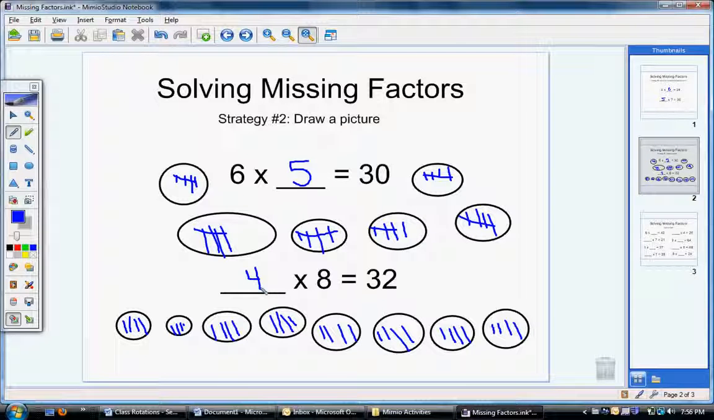If you know the factors, you can just count them off in your head or sing the song. Otherwise, if you're not sure of the song or you're not confident in your ability to skip count by that factor, you can always draw the picture. The factor that you do know is how many circles you draw, and then you just share tallies until you get up to that product, until you get to that big number.